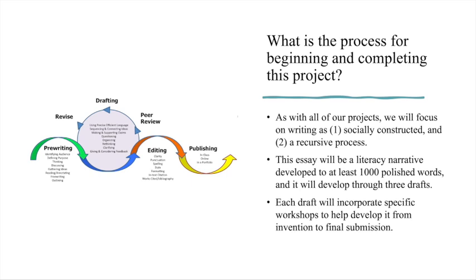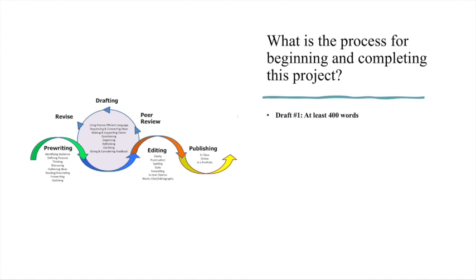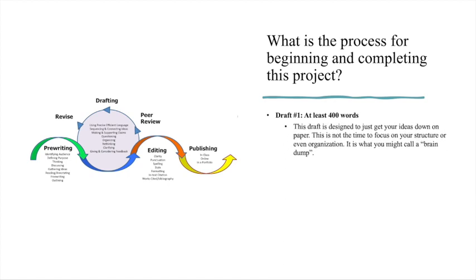Each draft will incorporate specific workshops to help develop it from invention to final submission. And that's the goal, to support the process from beginning to end. The first draft that we'll work on will bring it to about 400 words. And this draft is designed to just get your ideas down on paper. This is not the time to focus on your structure or even organization. It is what you might call a brain dump. Many times when we're writing, if we're staring at that blank screen, it gets daunting. If we fill it with words, if we fill it with ideas, we can then begin to shape those ideas into the goal of the essay.